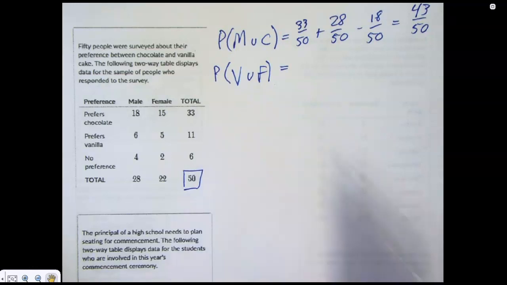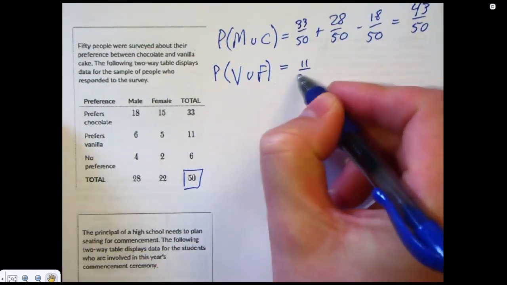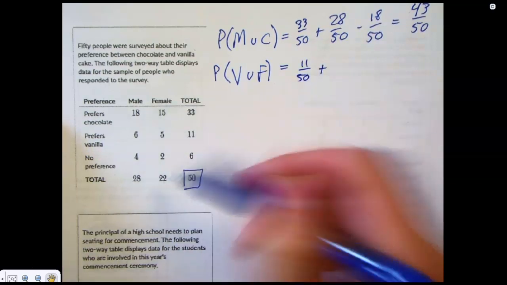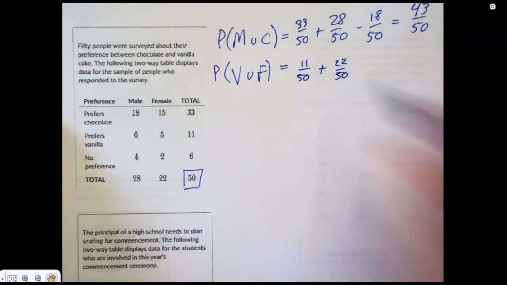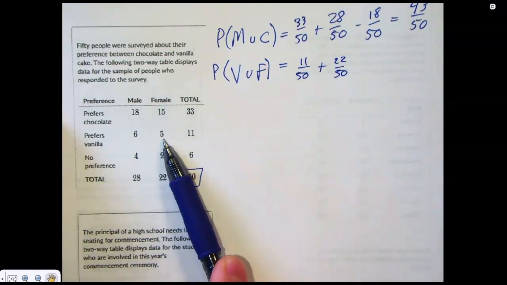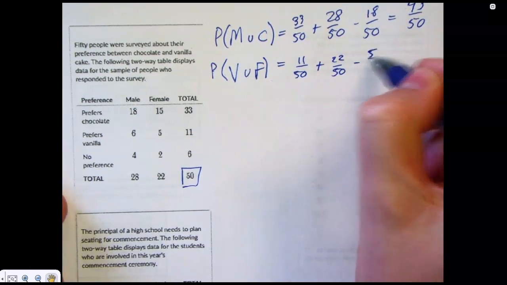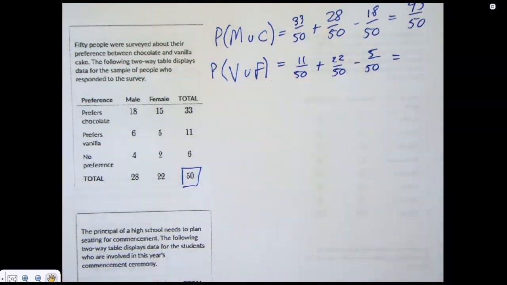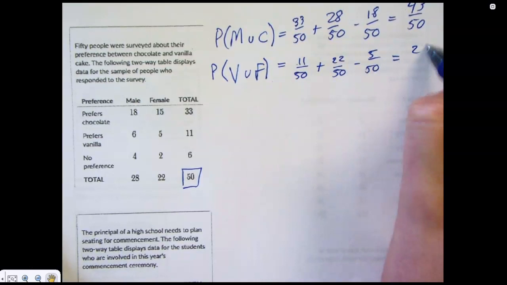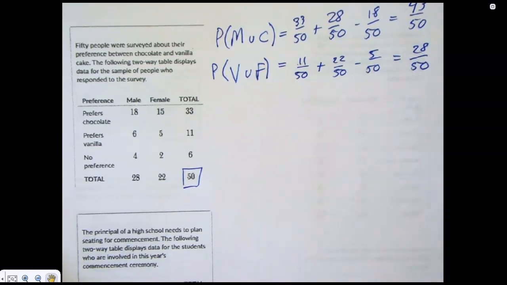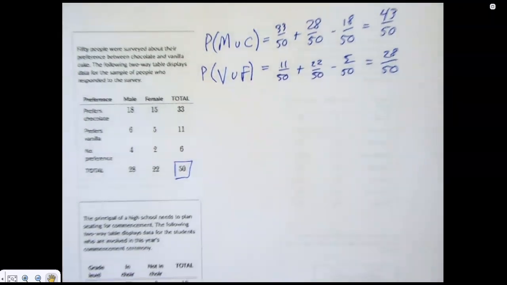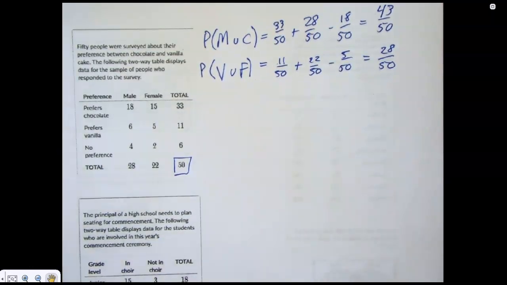But I would just stick with order. So the probability of vanilla is 11 out of 50. The probability of female is 22 out of 50. But then this slot right here got counted twice because that's the overlap. That's females who prefer vanilla. So you counted 5 in both slots. You've got to undo that, so you've got to subtract that overlap. So that'd be 28 out of 50. Questions?